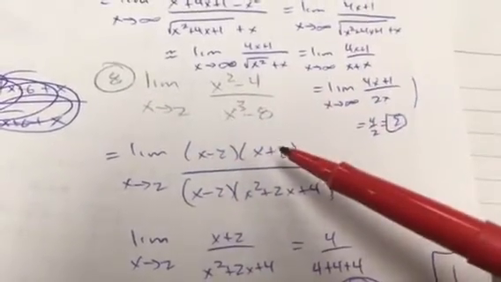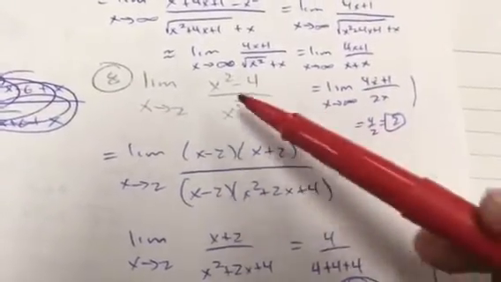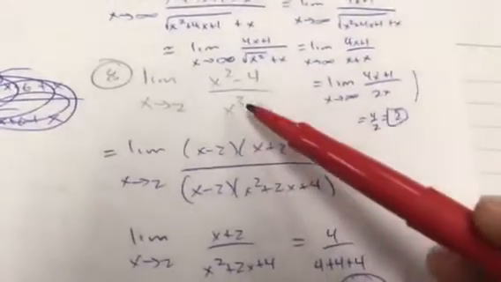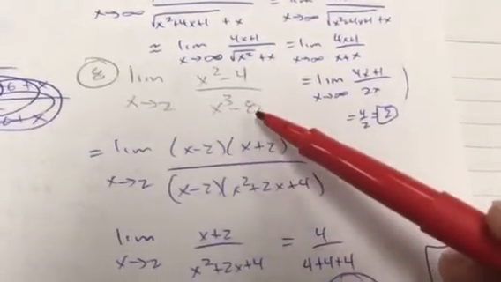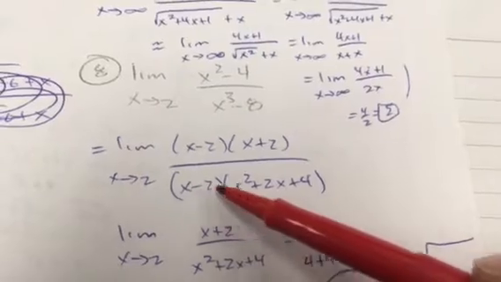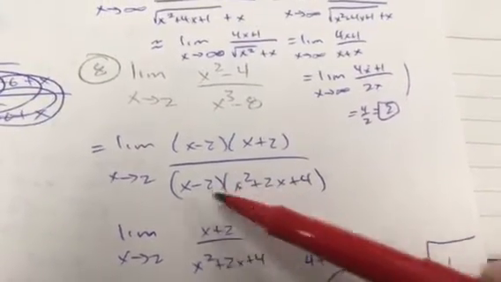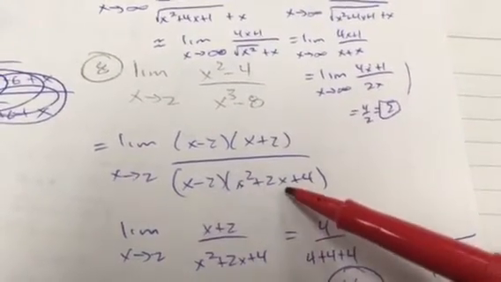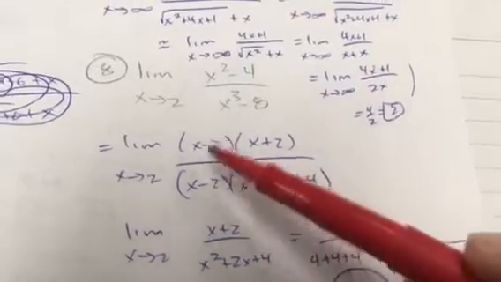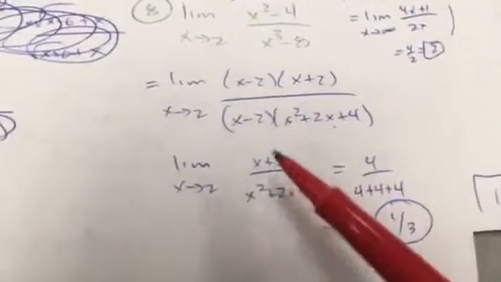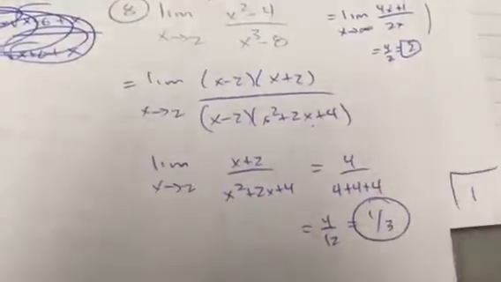x minus 2, x plus 2. This is a difference of 2 perfect cubes. Take the cube root of x to the 3rd and 8: x minus 2, square the first term, opposite sign, the inner product, 2 times x, square the second term. X minus 2 cancels. Be like Glade and plug it in. You get 4/12, which is 1/3. All right.